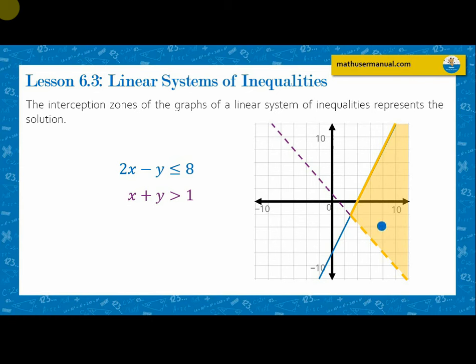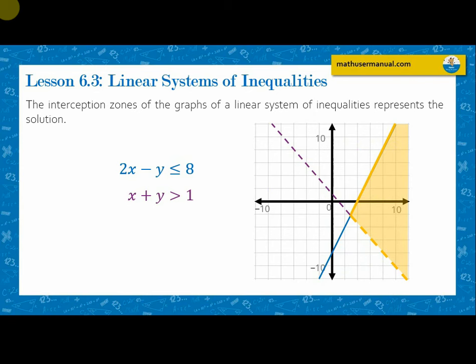Let's pick a couple of points. This one, the x value is 8. The y value is -4. That's a possible solution. This other point, the x value is 10. The y value is +8. This is another possible solution because those points are in the region. We can plug them in and we will see that they meet the two inequalities.